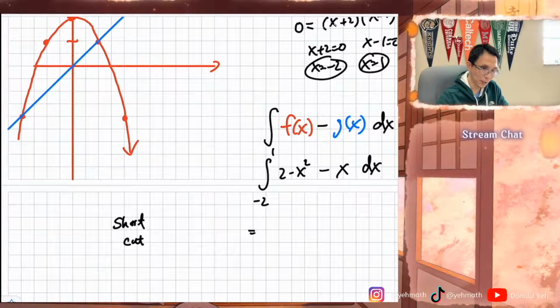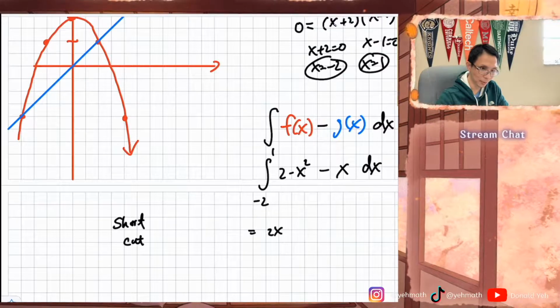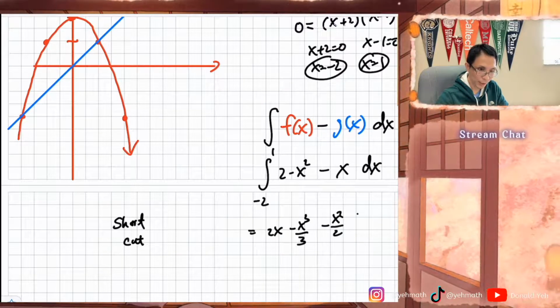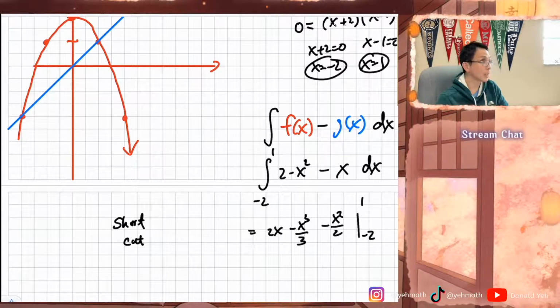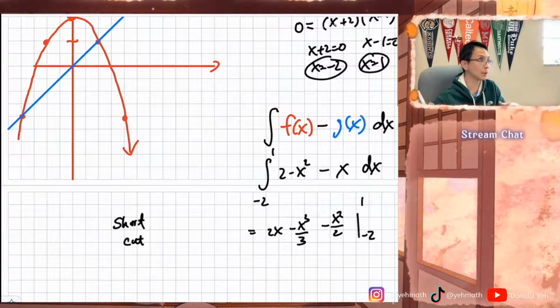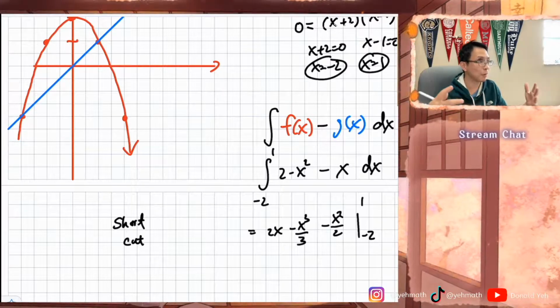So if I do it, I'm going to integrate this. It'll be 2x minus x cubed over 3 minus x squared over 2, between 1 and negative 2. Unlike the last question, where the boundary is 0, so you just plug in 0, 0, 0. Life is easy. Move on.